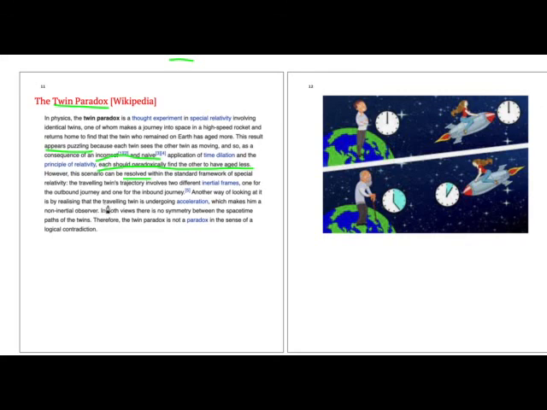So, as it says here, the traveling twin is undergoing acceleration, which makes him, well, it should be her, a non-inertial observer. So the twin paradox is not a paradox in the sense of logical contradiction, although it's a bit puzzling. There's a little section in the textbook about the twin paradox.